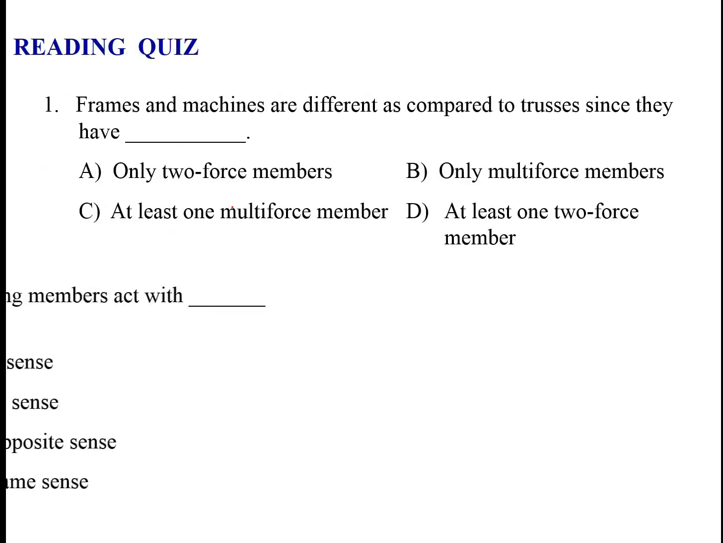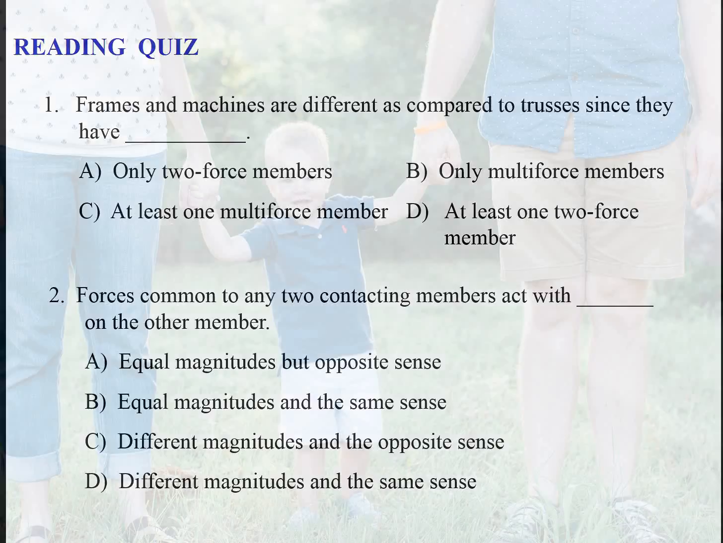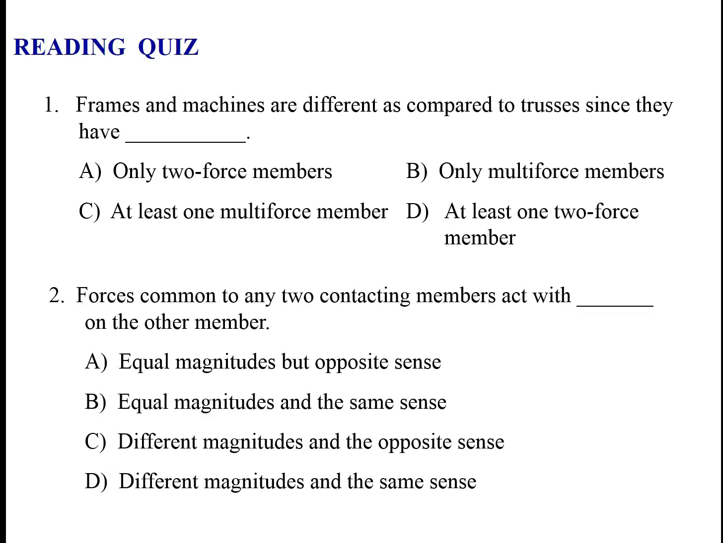Here's a reading quiz. Pause the video, take this quiz, see what you think. Okay, hopefully you guys are back and you can see that frames and machines are different as compared to trusses, since they have what? The answer to this one is at least one multi-force member. And then number 2, forces common to any two contacting members act with blank on the other member. Equal magnitudes but opposite sense.